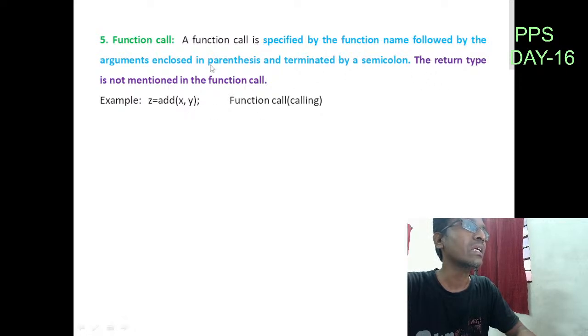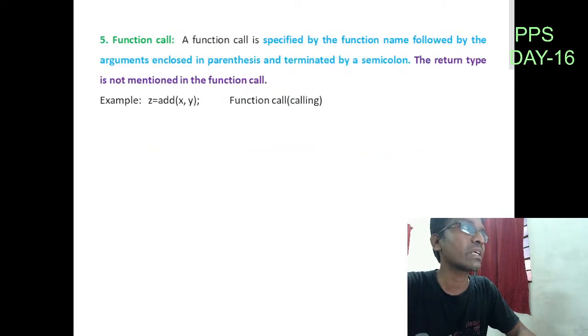And similarly, in the function call or function calling, the return type is not mentioned. So you don't need to mention a return statement inside the calling function. Why? Because it does not contain a body of the function. It will be simply terminated by a semicolon without any body of the function. So that's why it is called a function call or calling function. Inside this calling function, you don't use return statements. The return statements can be used only in a called function.